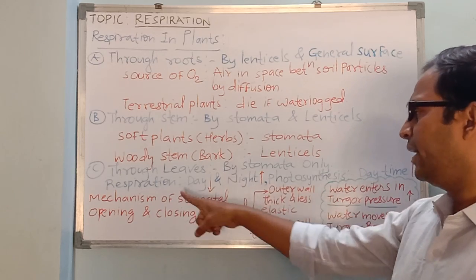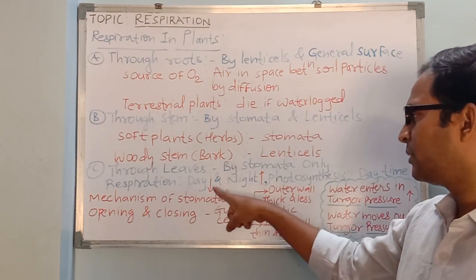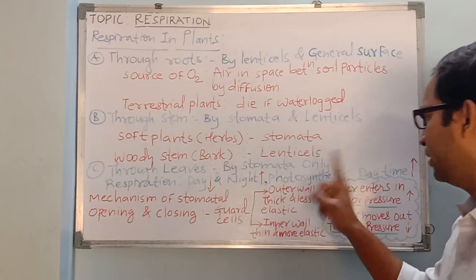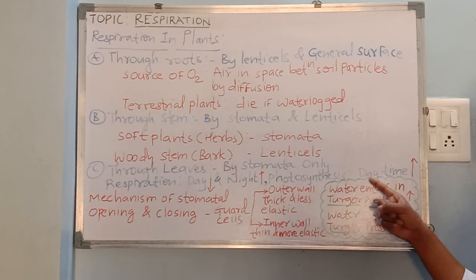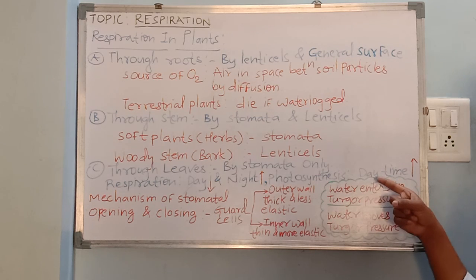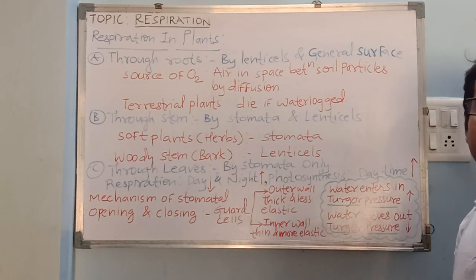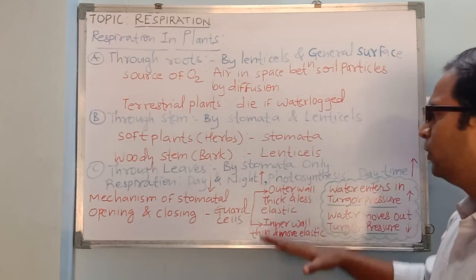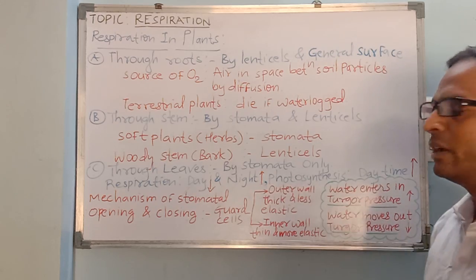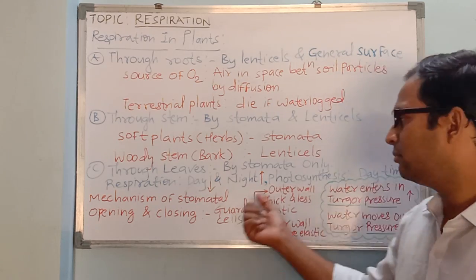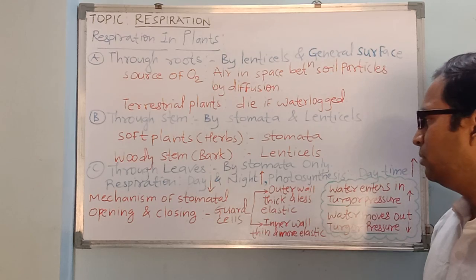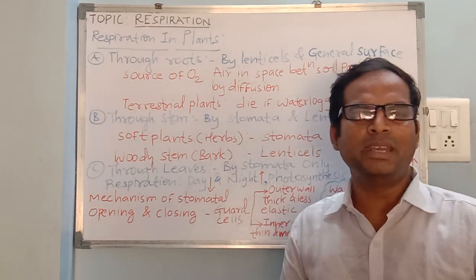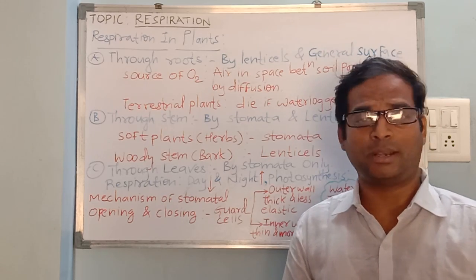So when you talk about the rate, respiration is usually slow during daytime and fast during night time. But photosynthesis is greater or faster during daytime and it is almost absent or stopped during night time, right? Now, whatever the duration or time is, the process of respiration involves this stomata, and we must know about the mechanism of opening and closing of this stomata.